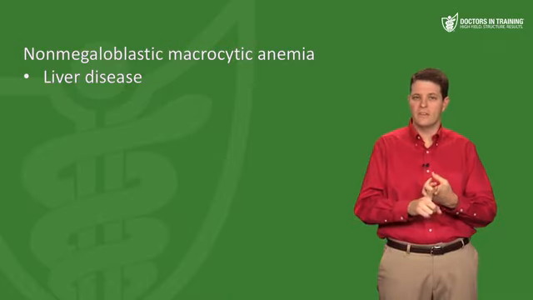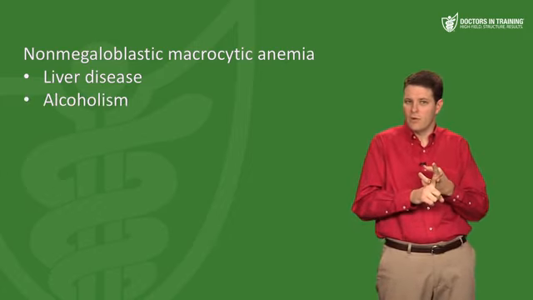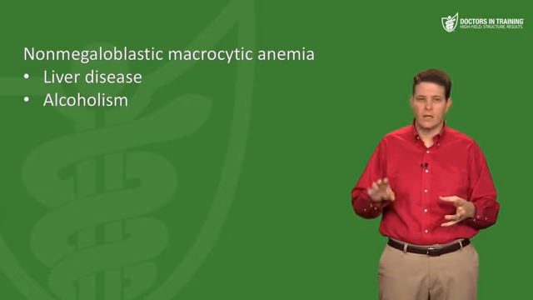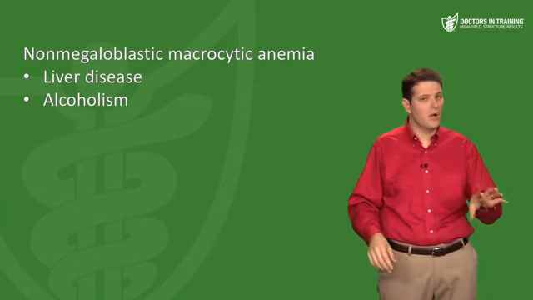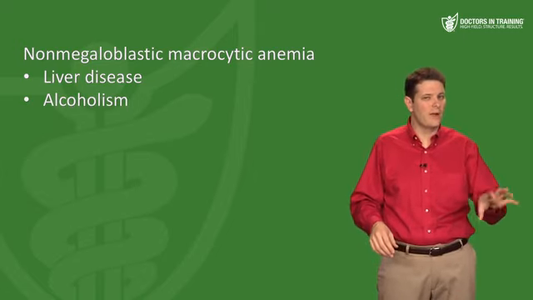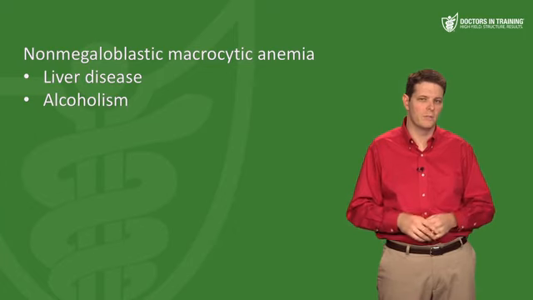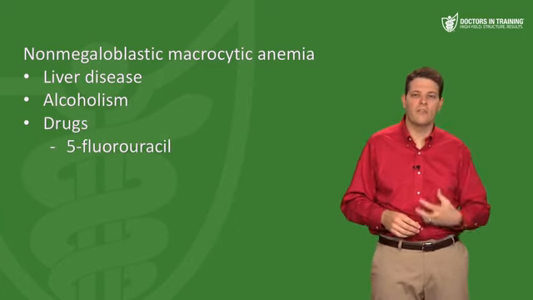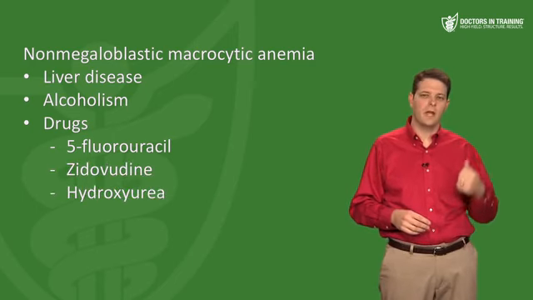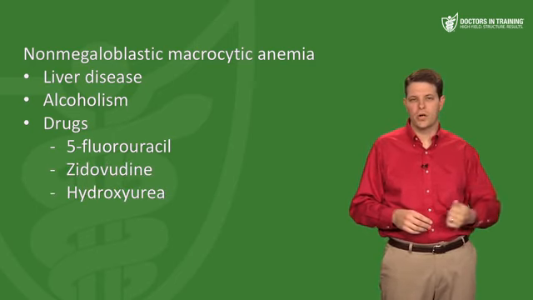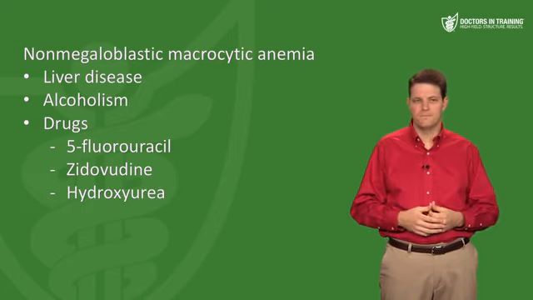Well, you can see that with liver disease, or with alcoholism due to bone marrow suppression. So here's where we get some overlap. Alcoholism can lead to B12 or folate deficiency and megaloblastic anemia, but alcoholism can also be a cause of macrocytic anemia by itself without the megaloblastic component. So make note of that. And then certain drugs like 5-fluorouracil, which is an anti-cancer drug, and also zidovudine and hydroxyurea. Those are all potential causes of macrocytic anemia that is not megaloblastic anemia.